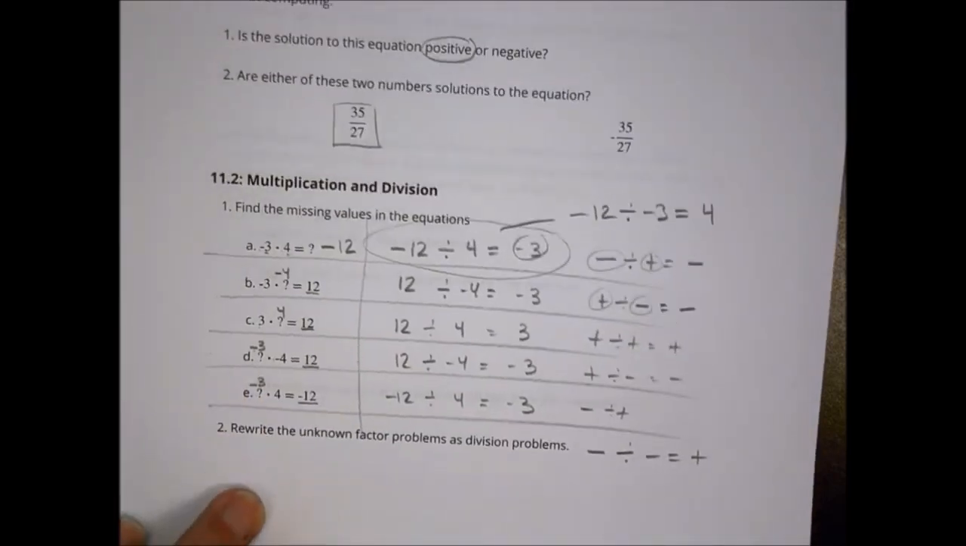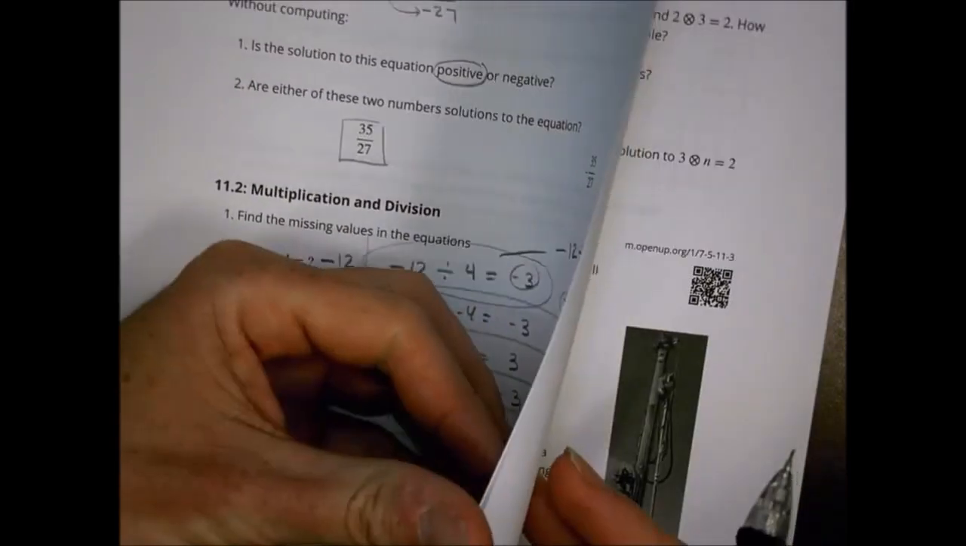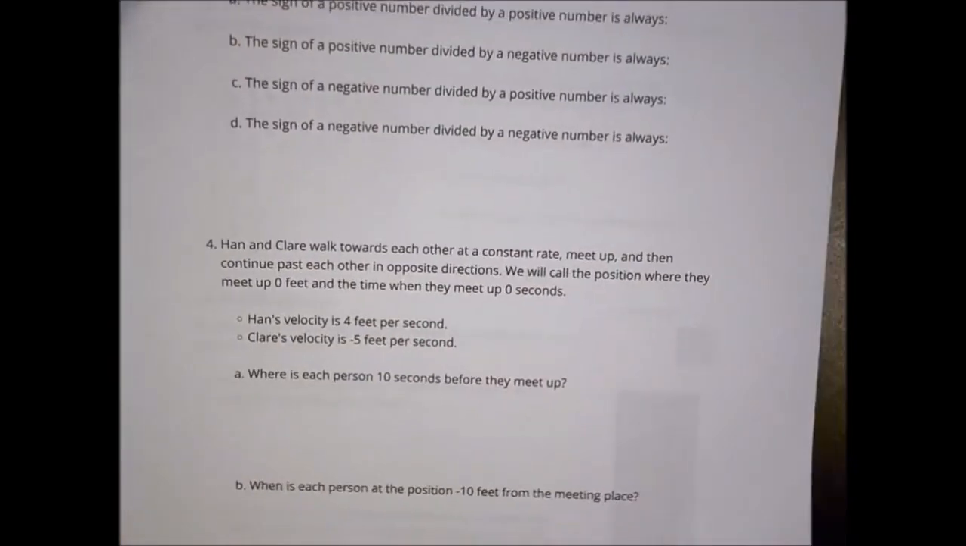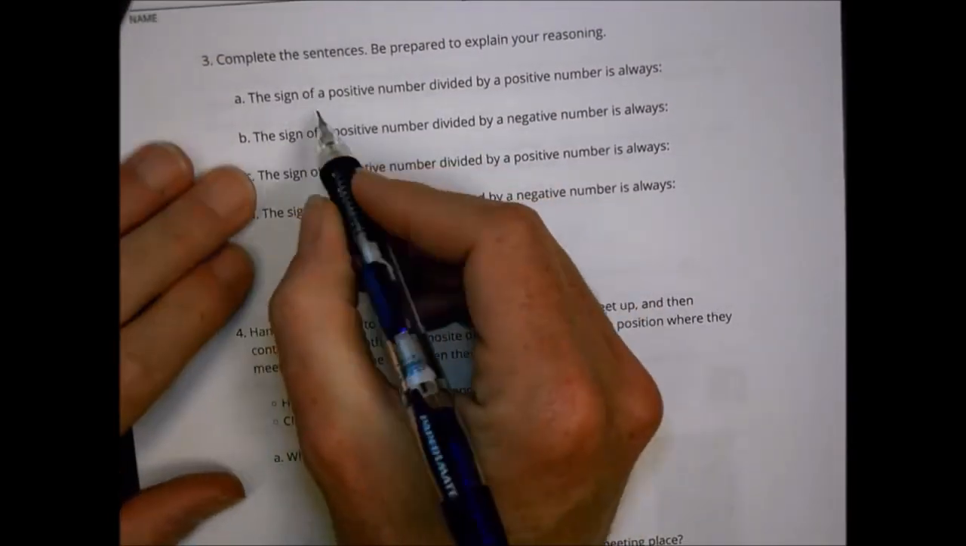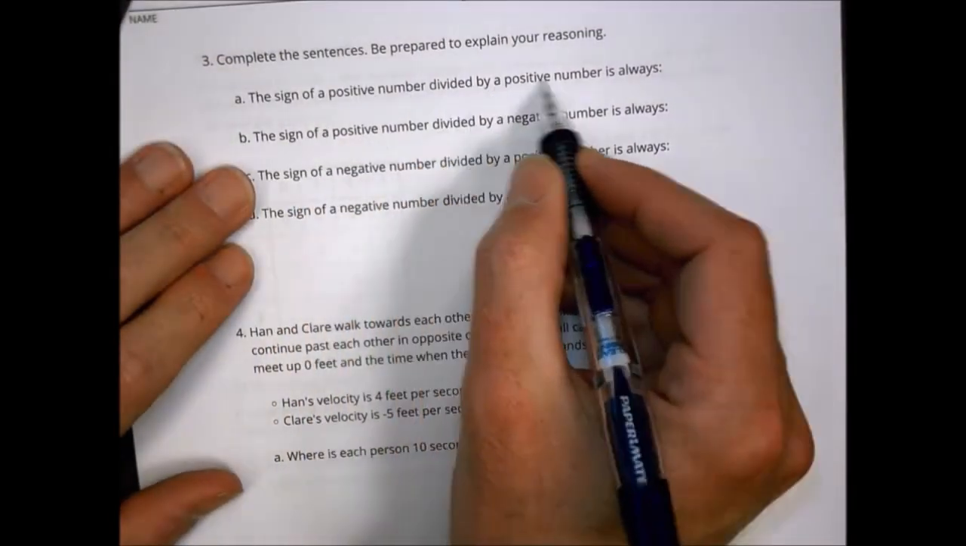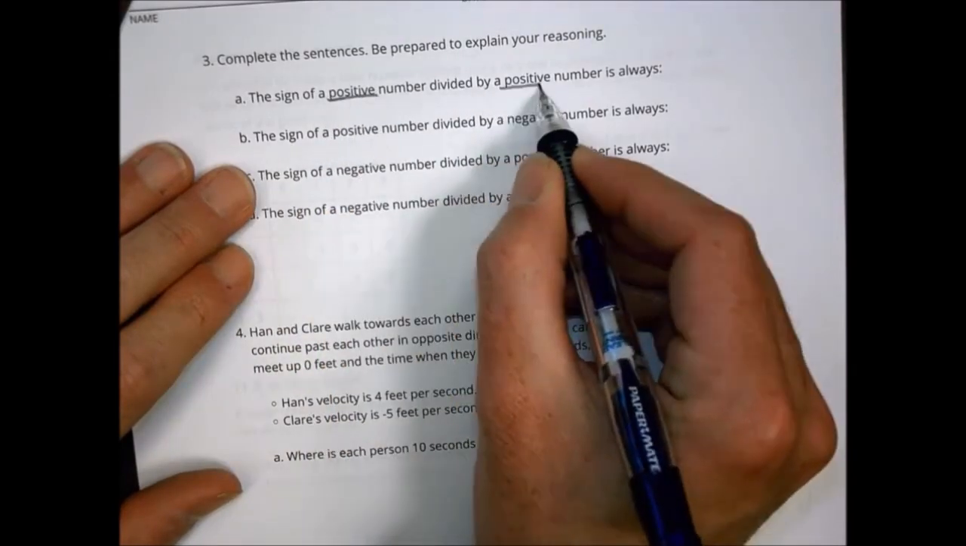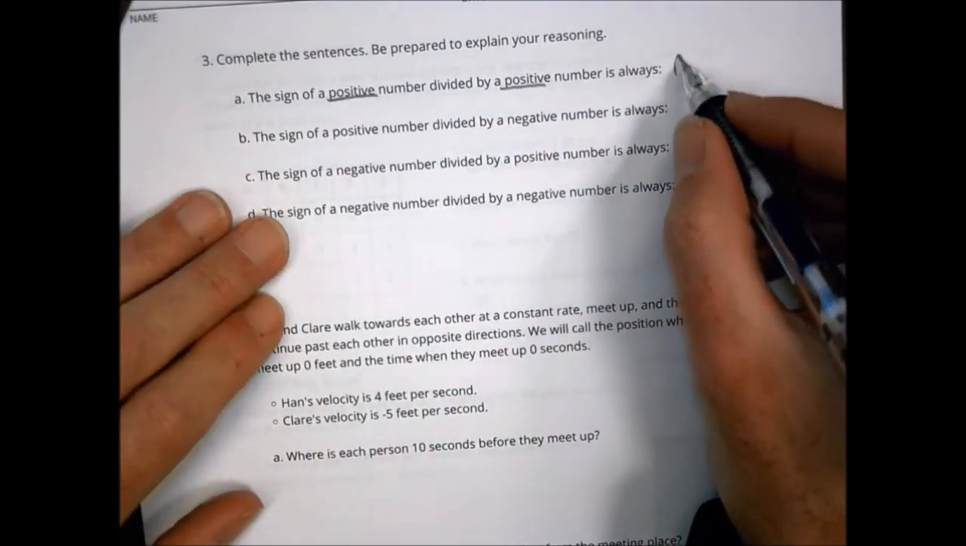All right? So when you take a look at the next page, they're really just asking you that same thing, to complete the sentences, which is what we just did. Okay? So complete the sentences. The sign of a positive number divided by a positive number, so positive divided by a positive number, is always positive.